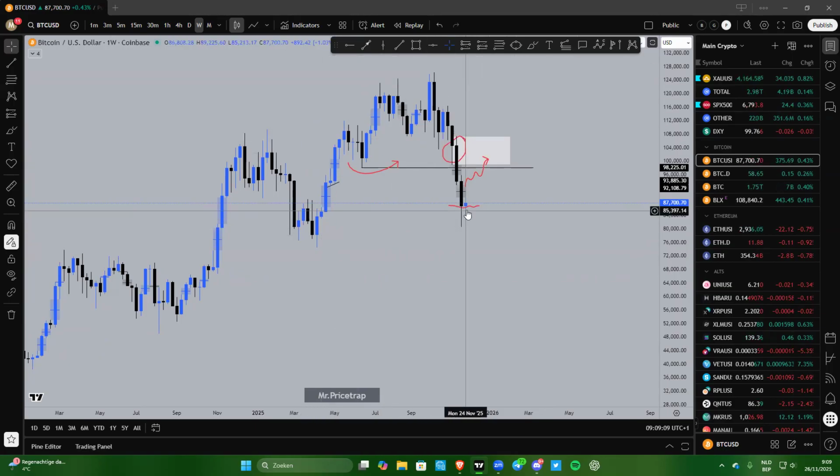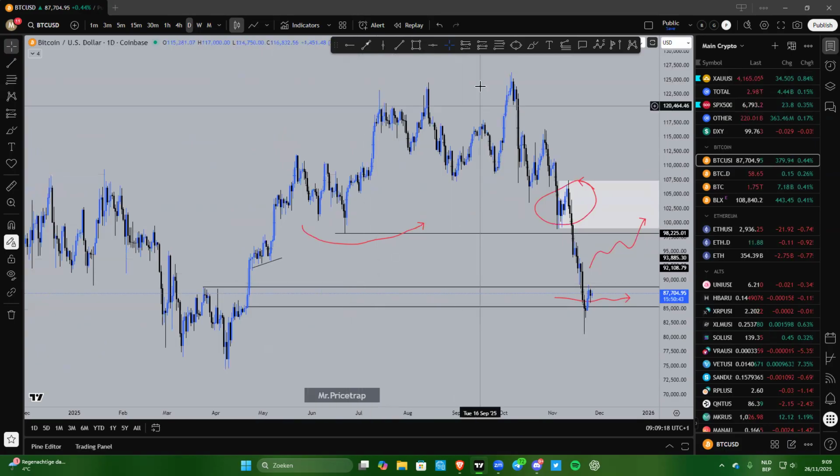What we have seen on Bitcoin is, I said it last week, we need to wait for that weekly candle, how the candle will close. In my opinion, the candle close was very positive. I was also looking at the zone for a long time. Remember when I said we have this liquidity here, and I want to see the market take out this low and this liquidity, and then I will be happy. And that's exactly what happened.